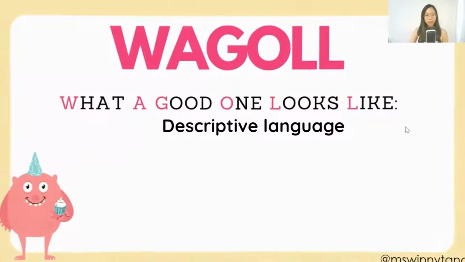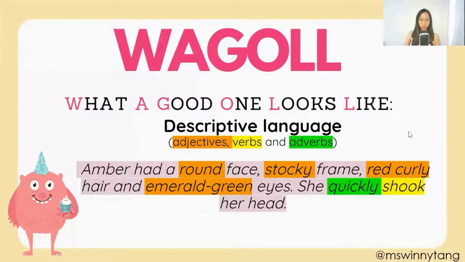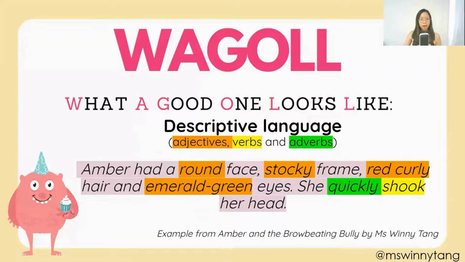publishing our book. In a narrative, we will need to include some descriptive language, and this will include things like adjectives, verbs, and adverbs. An example from the story is Amber had a round face, stocky frame, red curly hair, and emerald green eyes. She quickly shook her head. Descriptive language would be great to use to describe a character when you are introducing them, as well as the setting and what is happening in the story.